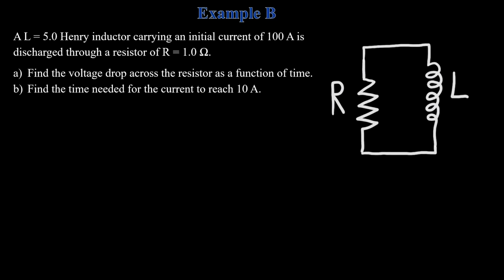Example B is a discharging circuit. So this inductor right here was fully charged. It had 100 amps going through it when the battery was cut off, and it's going to discharge to the 1 ohm resistor here.